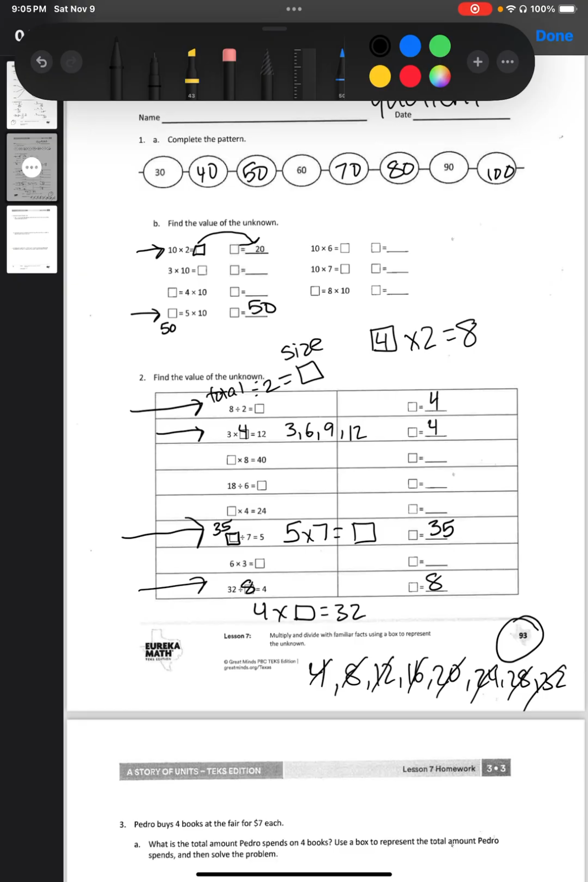If you have any questions about this, please feel free to reach out. Really, the purpose of this is to get kids comfortable with seeing that unknown box that represents the part of the problem that we don't know yet, that we're going to end up solving for, most likely.